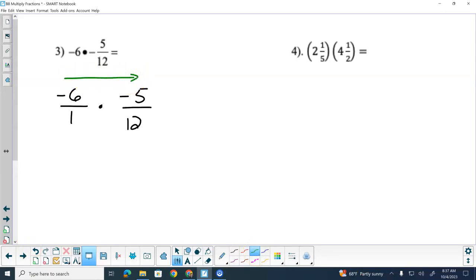So if I multiply across, -6 times -5, negative times a negative, is positive 30. 1 times 12 is 12. Biggest number that goes into 30 and 12 from my blue chart: 6. Dividing both by 6, we get 5 over 2. What's my alternative answer? If we wanted to write it as a mixed number, 2 1/2.